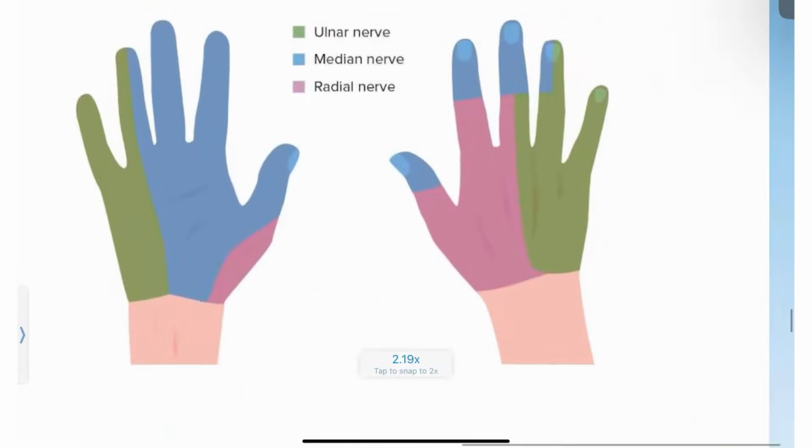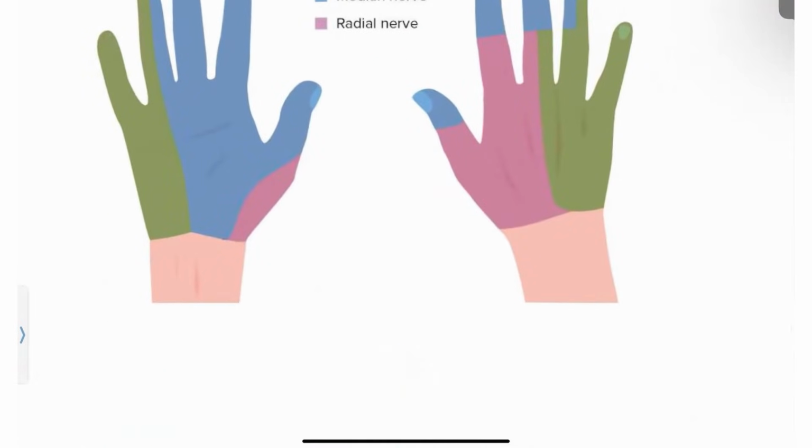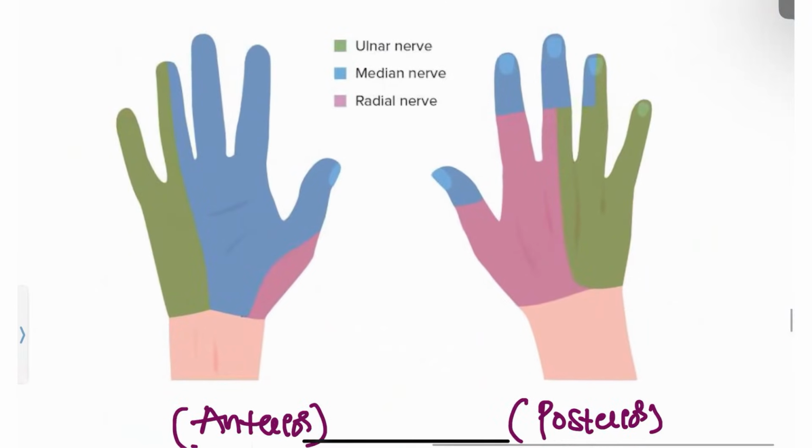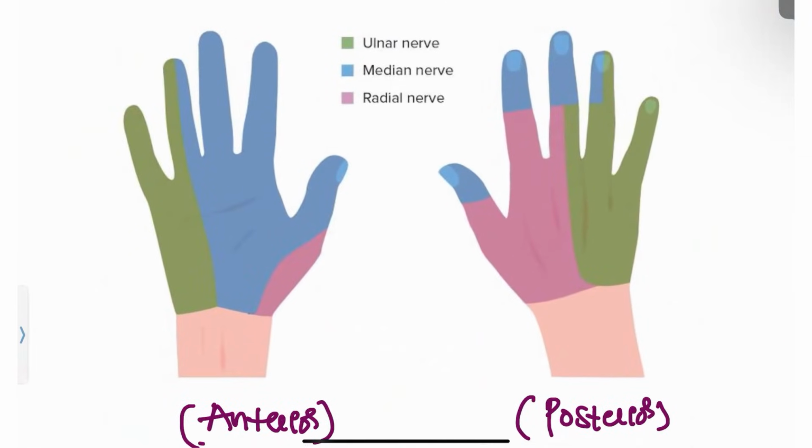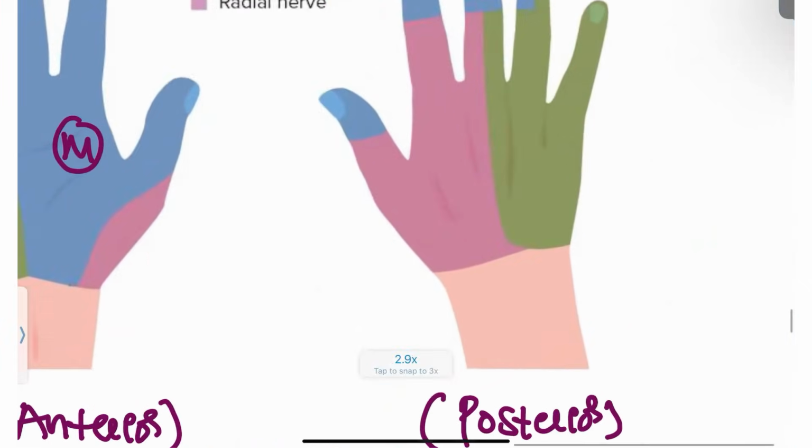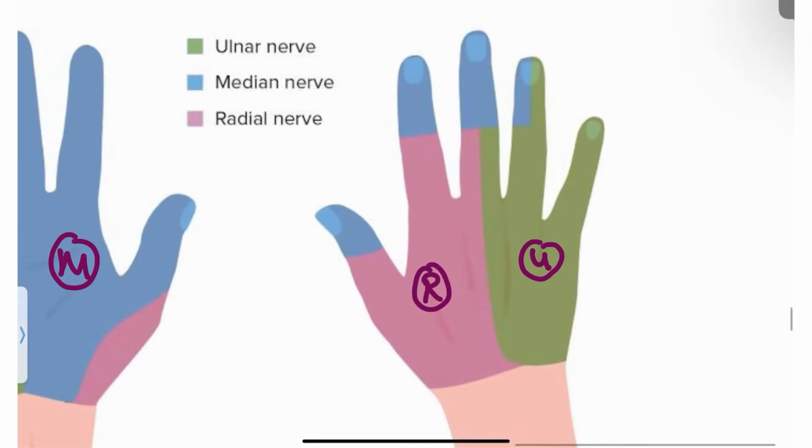Next, the nerve supply of the hand. So this is your anterior side, and this is the posterior side. The main three nerves are going to supply here. On the anterior side, the lateral side is supplied by the ulnar nerve, and the medial side is supplied by the median nerve. And on the posterior side, the radial aspect, the first one-third, is supplied by the radial nerve, and the lateral side again is also supplied by the ulnar nerve. And next, only the tip is supplied by the median nerve.